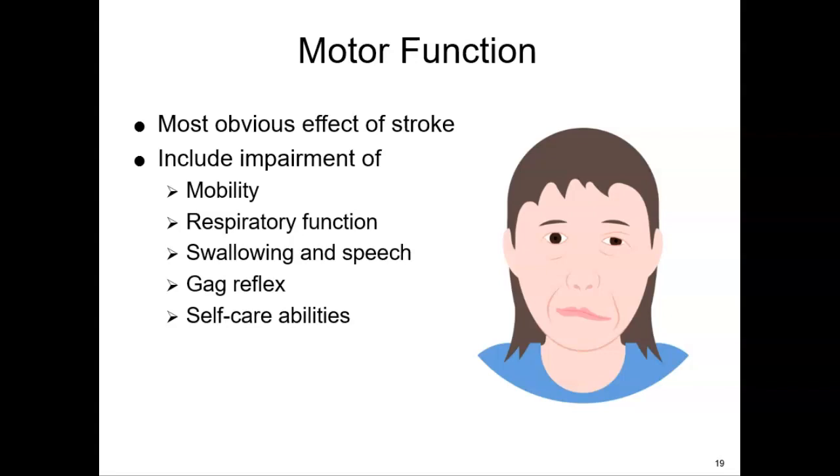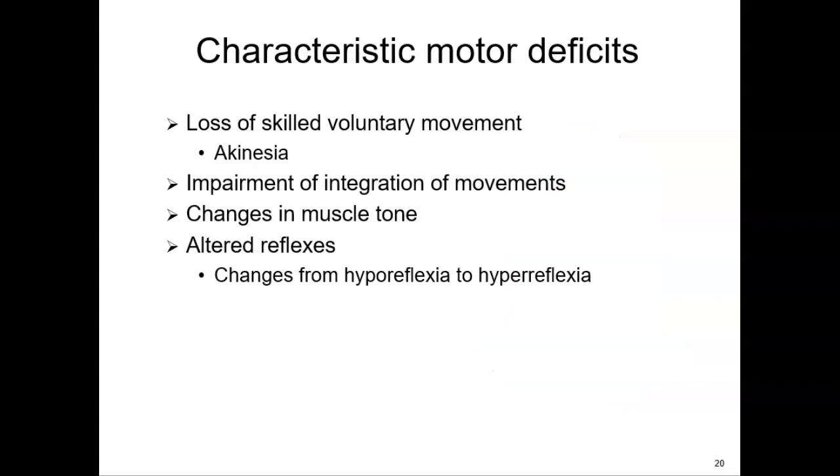And then we have the swallowing, the gag reflex, which gives us a high risk for aspiration, and self-care abilities, which means that we need occupational and physical therapy. So here's sort of what we were already talking about, some of the characteristics, right? Loss of voluntary movement is called akinesia. Changes in muscle tone. We just talked about that. Sorry, sometimes I'm ahead of myself.